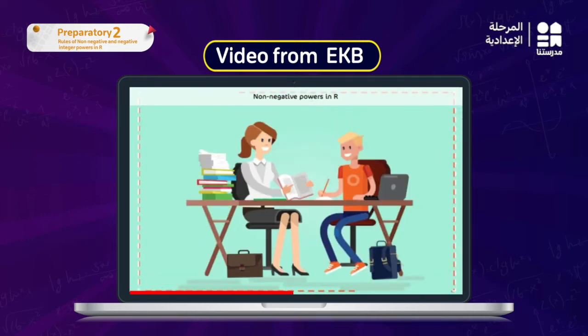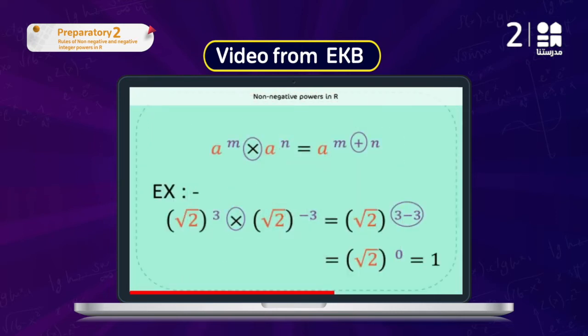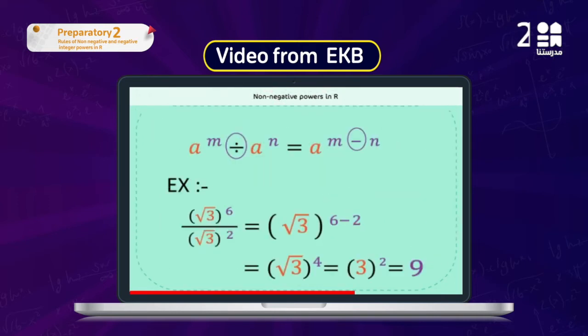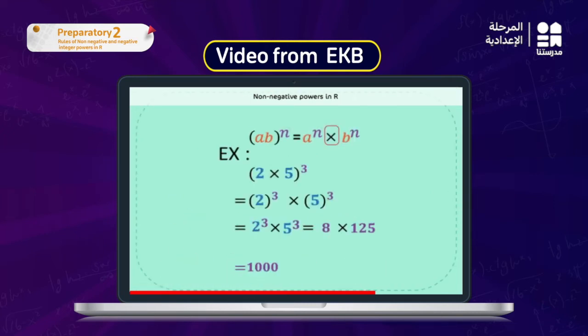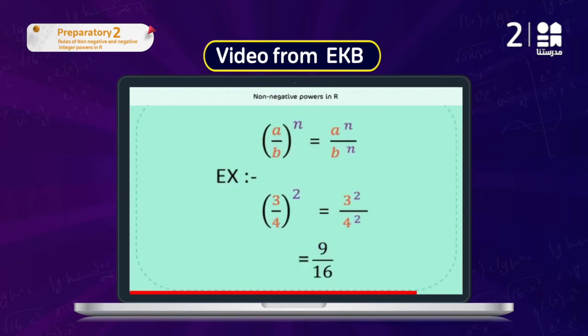Also, you have to recognize the rules of negative integer powers. These are similar to the rules of non-negative integer powers. Let's review these rules together. The first rule, when multiplying the same bases, you add their powers indices as shown on the screen. The second rule, when dividing the same bases, you subtract their powers. The third rule, when multiplying different bases with the same power, you distribute the same power on different bases, as you can see on the screen. The fourth rule, when dividing different bases with the same power, you distribute the same power on different bases as illustrated on the screen.